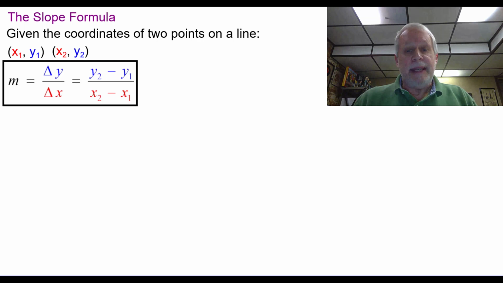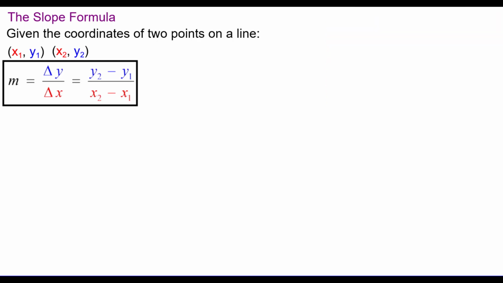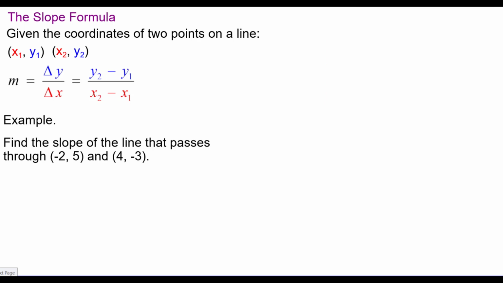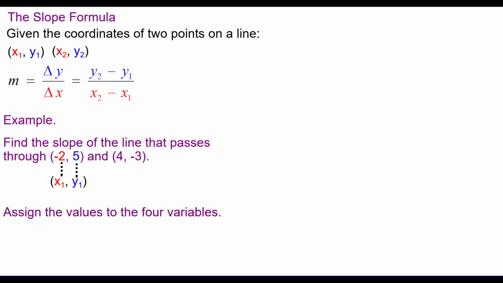Press pause as needed anytime during this video. Our first example is find the slope of the line that passes through these 2 points right here. What we need to do is assign the values to the 4 variables. So x sub 1 will be -2, y sub 1 will be +5. We color code them just to distinguish them. X sub 2 will be 4, and y sub 2 will be -3.